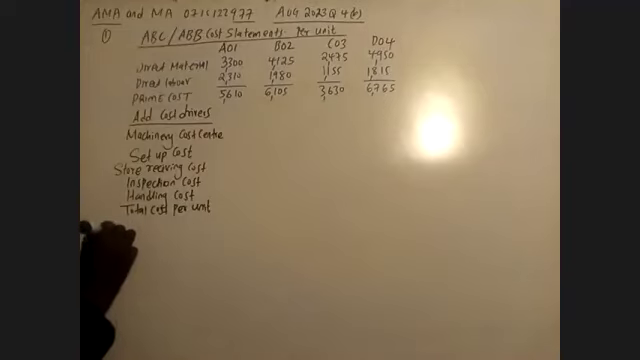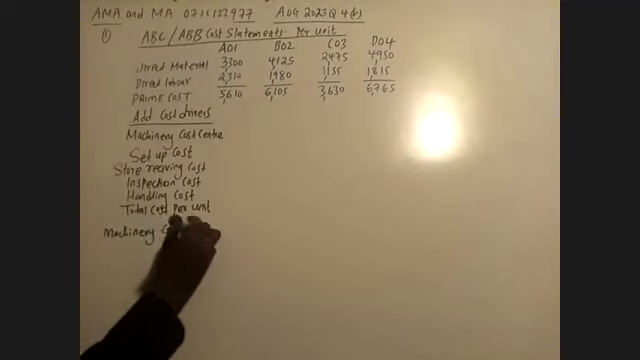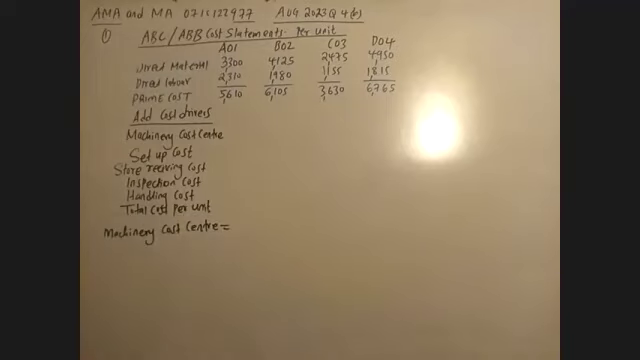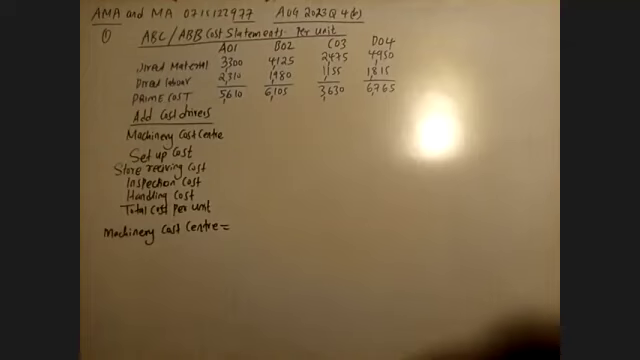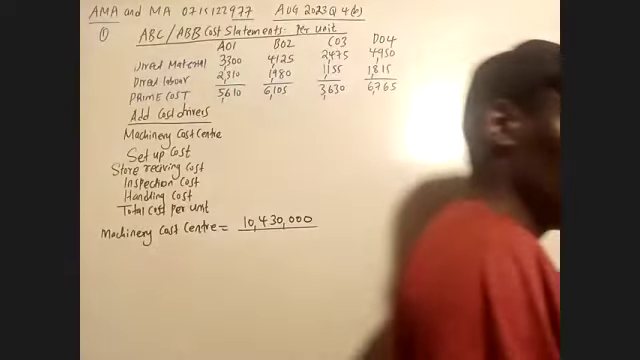Now let us start with the first one, the machinery cost center. Now, what is our overhead from that center? So how much is the cost? Hata mnanisaidia bana. Narudi kwa swali, mlikuwa mkisema 10 for 30,000. So we have 10 for 30,000.